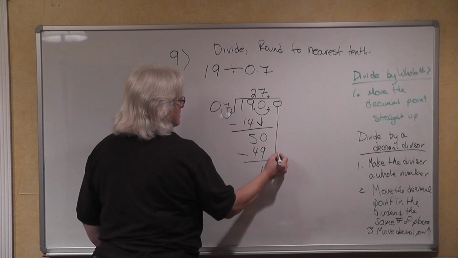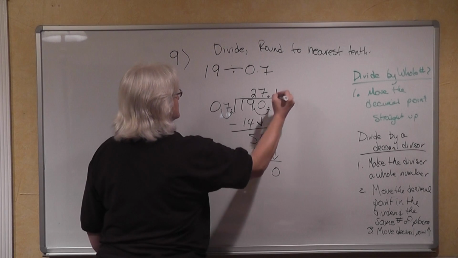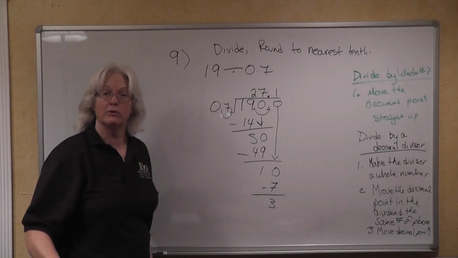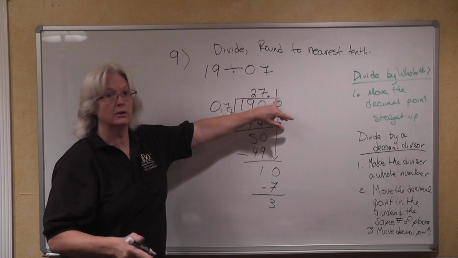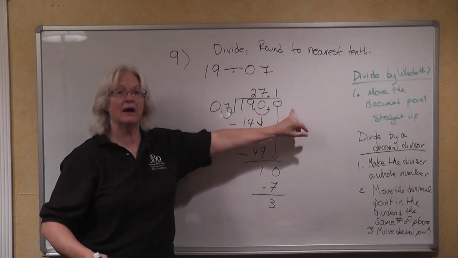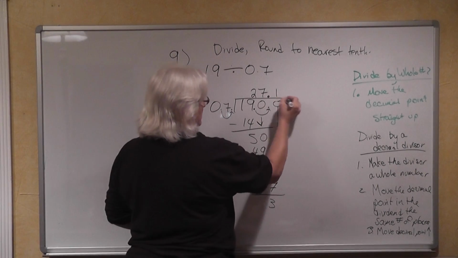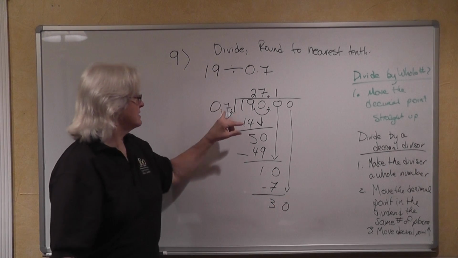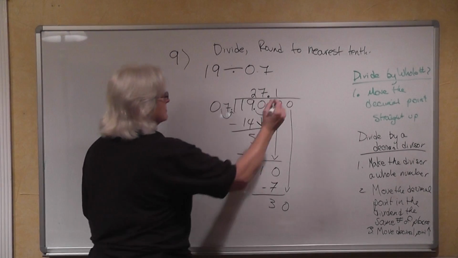Bring down another 0. 7 goes into 10. How many times? It goes in once. We subtract, and we have a remainder of 3. Now, are we finished? We've got it at the tenth. No, because we've been asked to round to the nearest tenth. So we have to carry our division 1 place further. So we have another 0 that we bring down. How many times does 7 go into 30? Here we have 4 times 7 is 28.